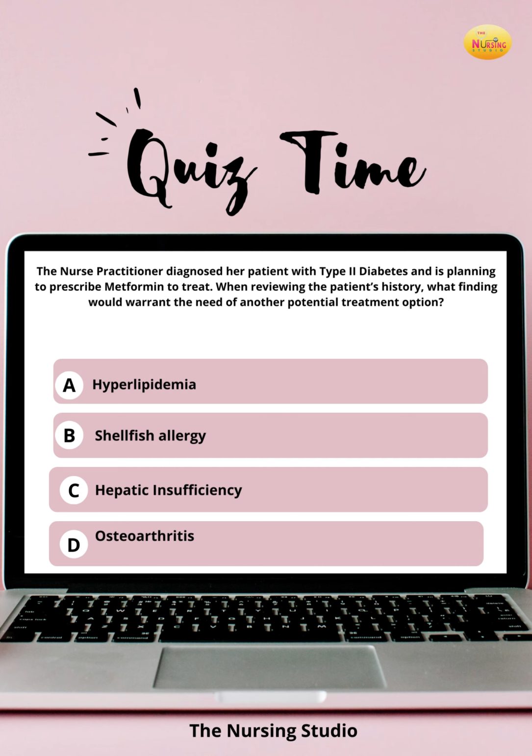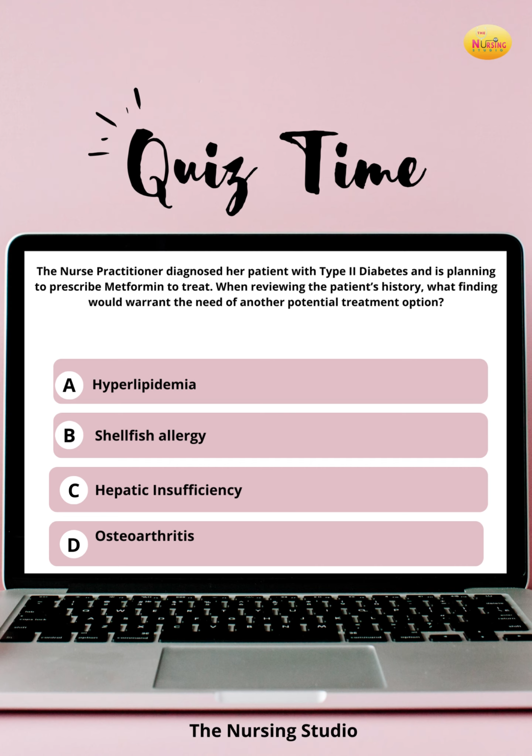All right, you guys, I always tell you to read the stem of the question first so that you can ensure that you are answering what they're even asking you, right? So the stem of the question states, when reviewing the patient's history, what finding would warrant the need of another potential treatment option? So it says the nurse practitioner is planning to prescribe metformin, right? Because she just diagnosed her patient with type 2 diabetes. We know metformin is that first line therapy that we typically go by. It's a big one, metformin, aka Glucophage. But we also need to be able to look at things that would warrant using something else, right?